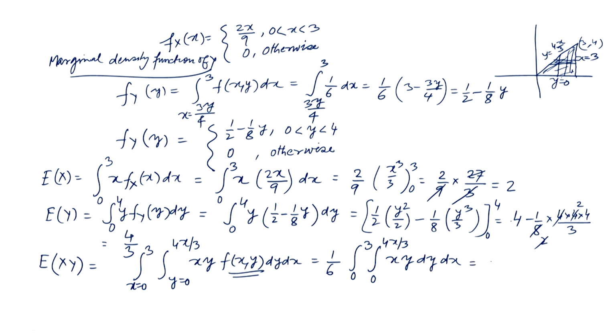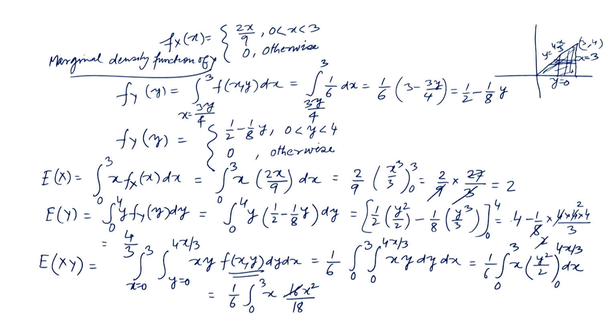So, we have 1/6 integral over 0 to 3 x, and then we get y square by 2, and we have the limits 0 to 4x/3 dx. So, what we get is 1/6, integral 0 to 3 x times y square, which means 16x square by 9. So, 16x square by 9 into 2, that is 18. Y square by 2 means 16x square by 9 into 2, 16x square by 18.